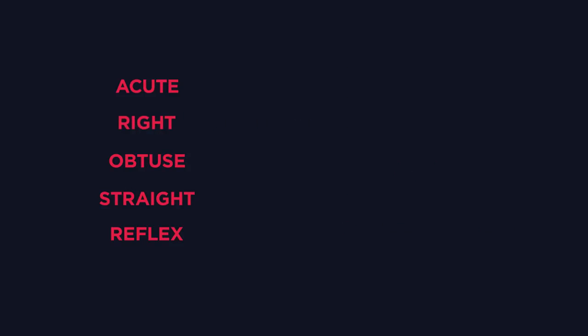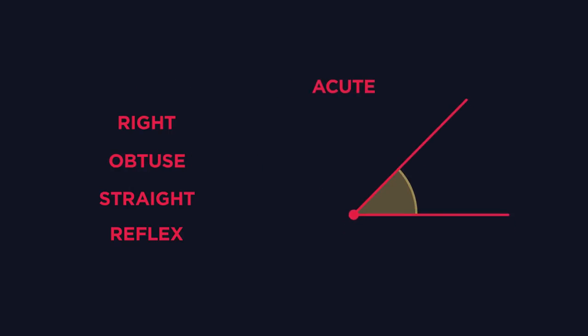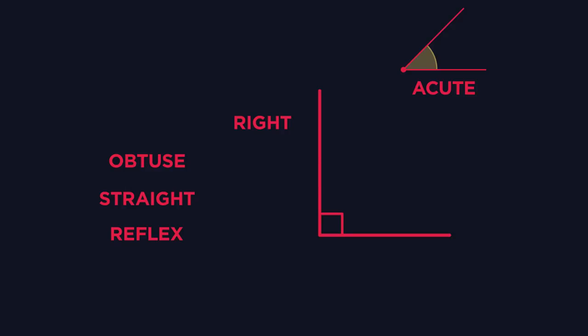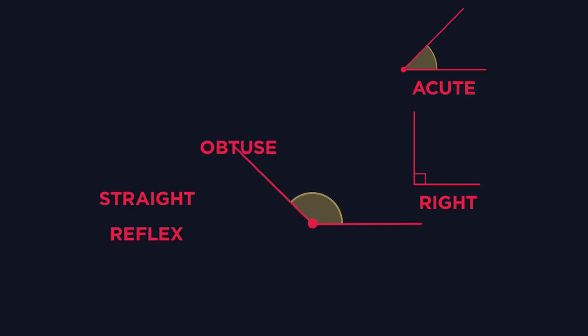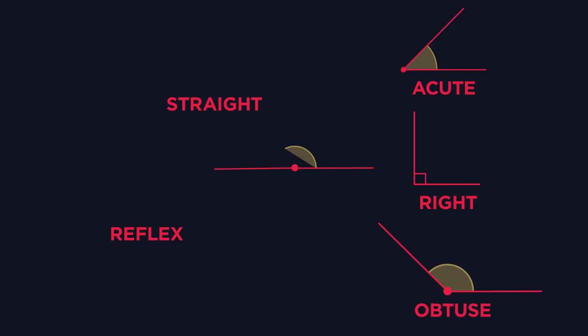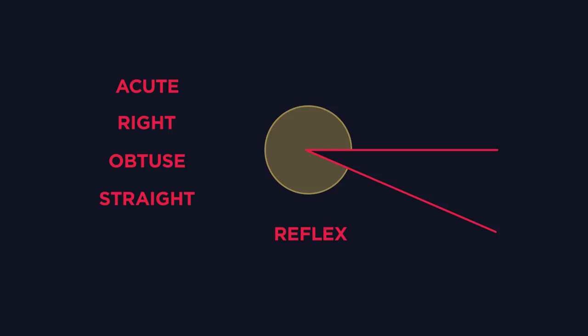Next up, we have obtuse angles. These are bigger than 90 degrees, but smaller than 180. They go from right angles to straight lines at 180. So less than 90 is acute, exactly 90 is right, and from 90 to 180 is obtuse, to a straight line at exactly 180.